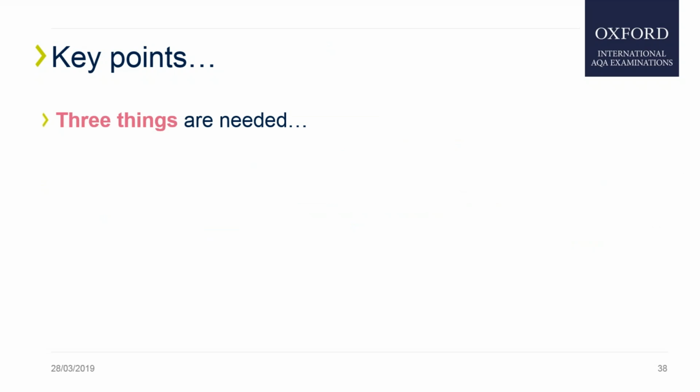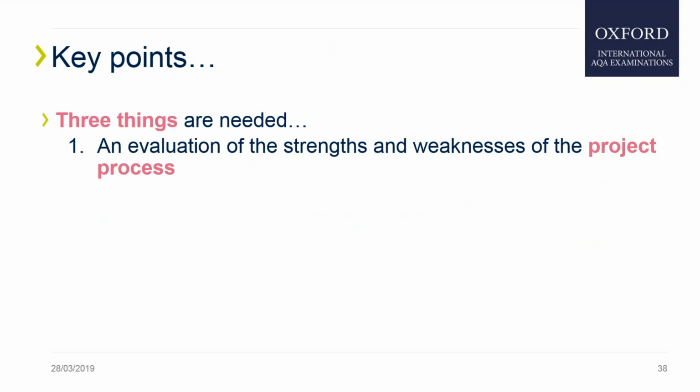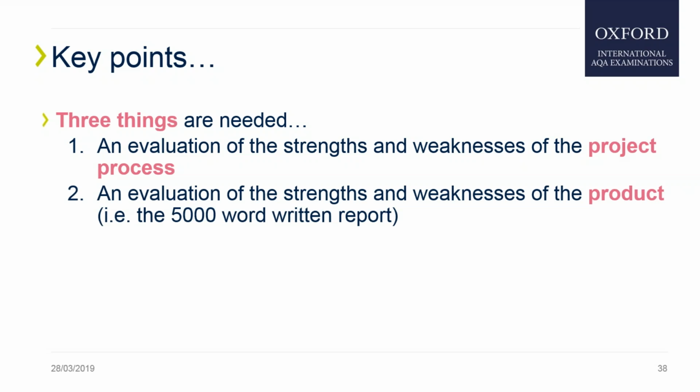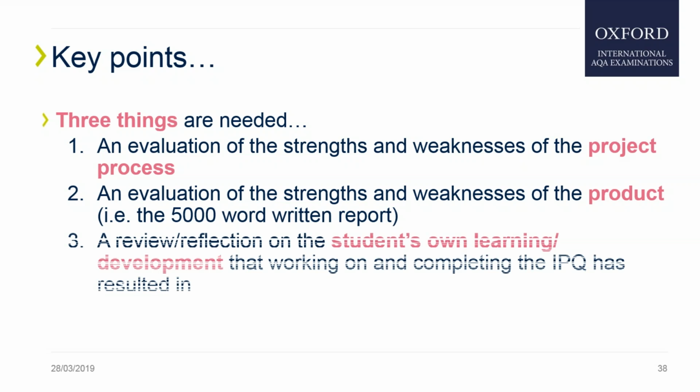So in summary, for this part of the production log, the final thing students do, 3 things are needed. They need to make sure they tick 3 boxes: that they evaluate the strengths and weaknesses of the process they've gone through from beginning to end. They evaluate the strengths and weaknesses of the written report that they've produced. You know, is there an element of bias? Have they answered the question fully? Have they structured the report in an appropriate way? Could they have maybe researched a bit more thoroughly or something like this?